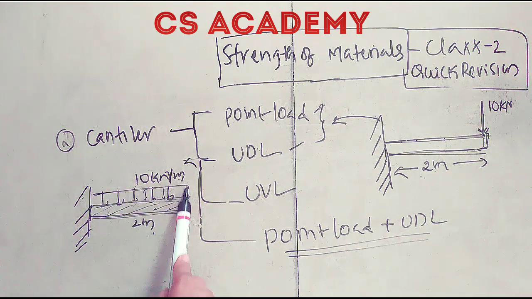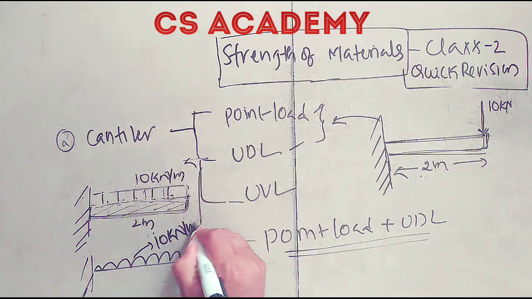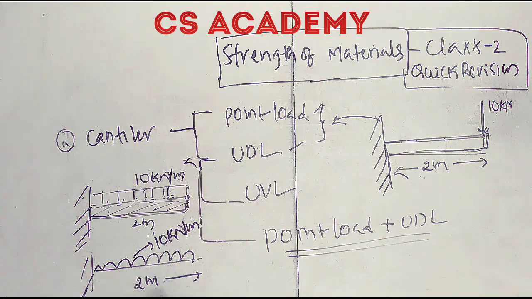The representation is like this. Some people represent it in a rectangular manner, and some represent it with a diagram. This is the notation: 10 kilonewton per meter over a 2 meter length. This is also one more representation of a cantilever with UDL.